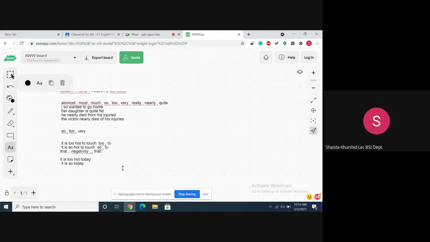Now, the last but not the least, the formation of adverbs is very easy. You can read by yourself how we form adverbs. In the formation of adverbs, if we add ly or ily to adjectives, we mainly form adverbs.